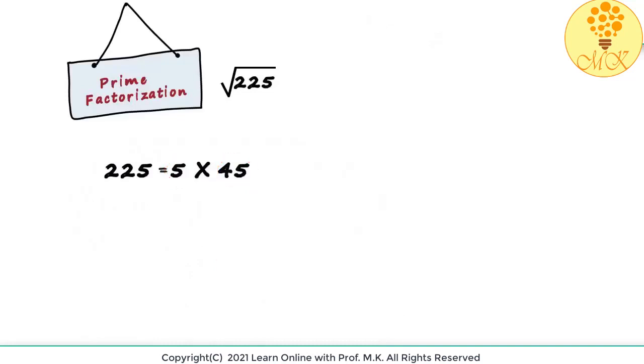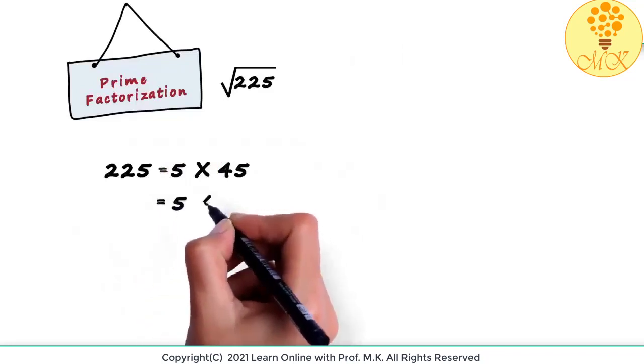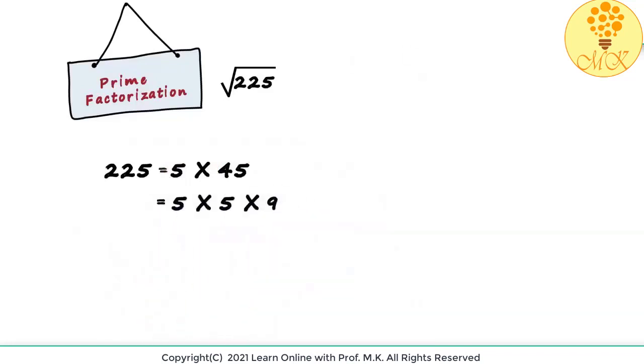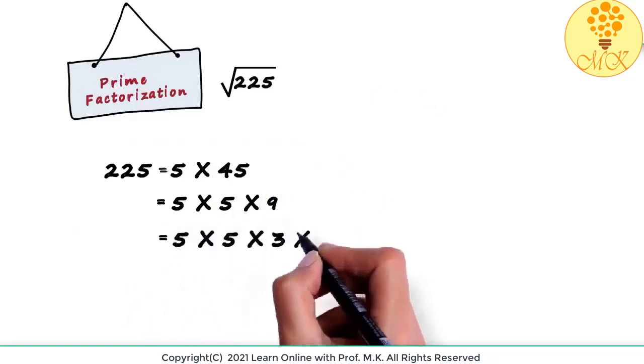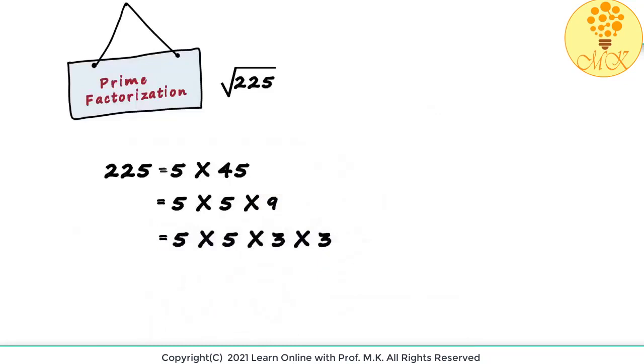So let's reduce 45 further and write 225 as 5 times 5 times 9. We wrote 45 as 5 times 9. 5 is a prime factor, but 9 isn't. 9 can be written as 3 times 3. Hence, 225 can be written as 5 times 5 times 3 times 3. In this way, we reduced 225 into its prime factors.